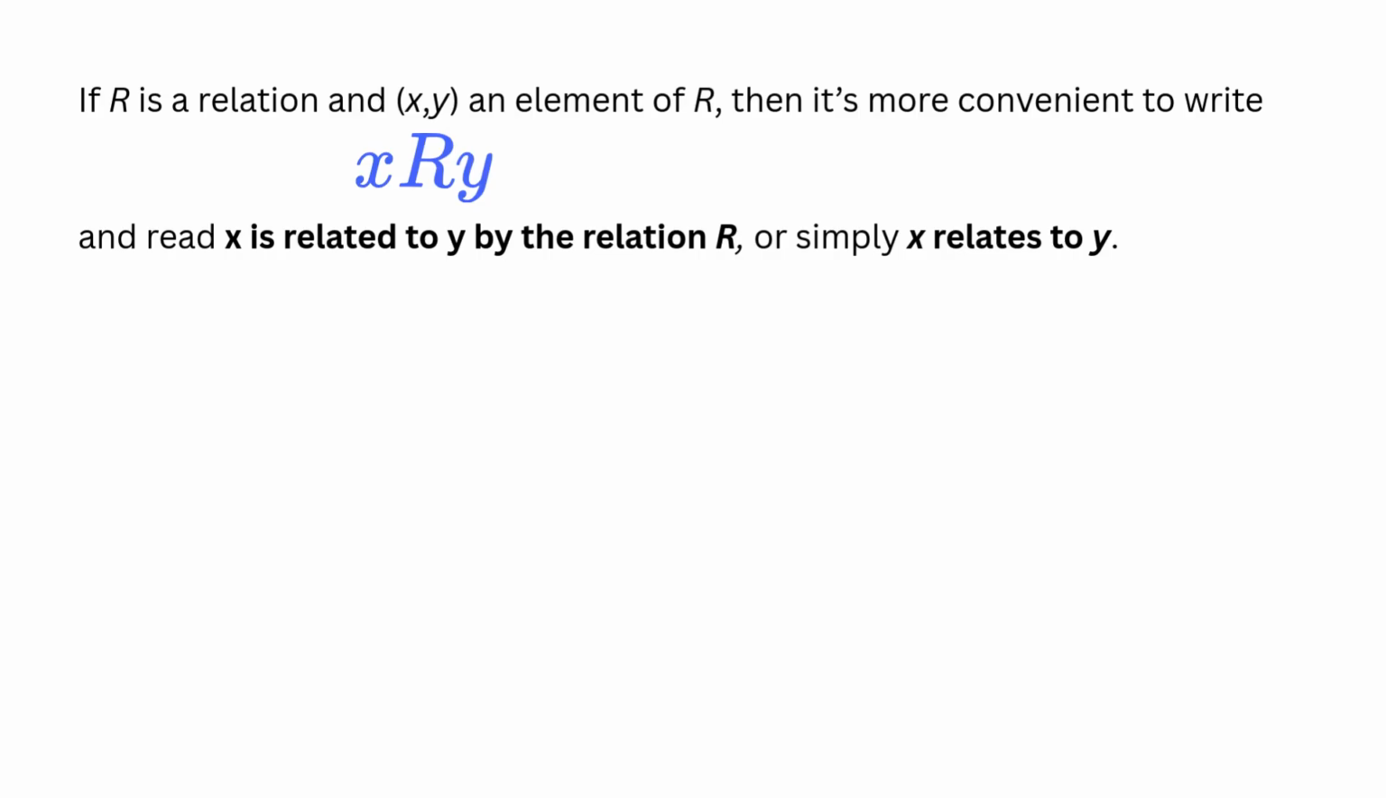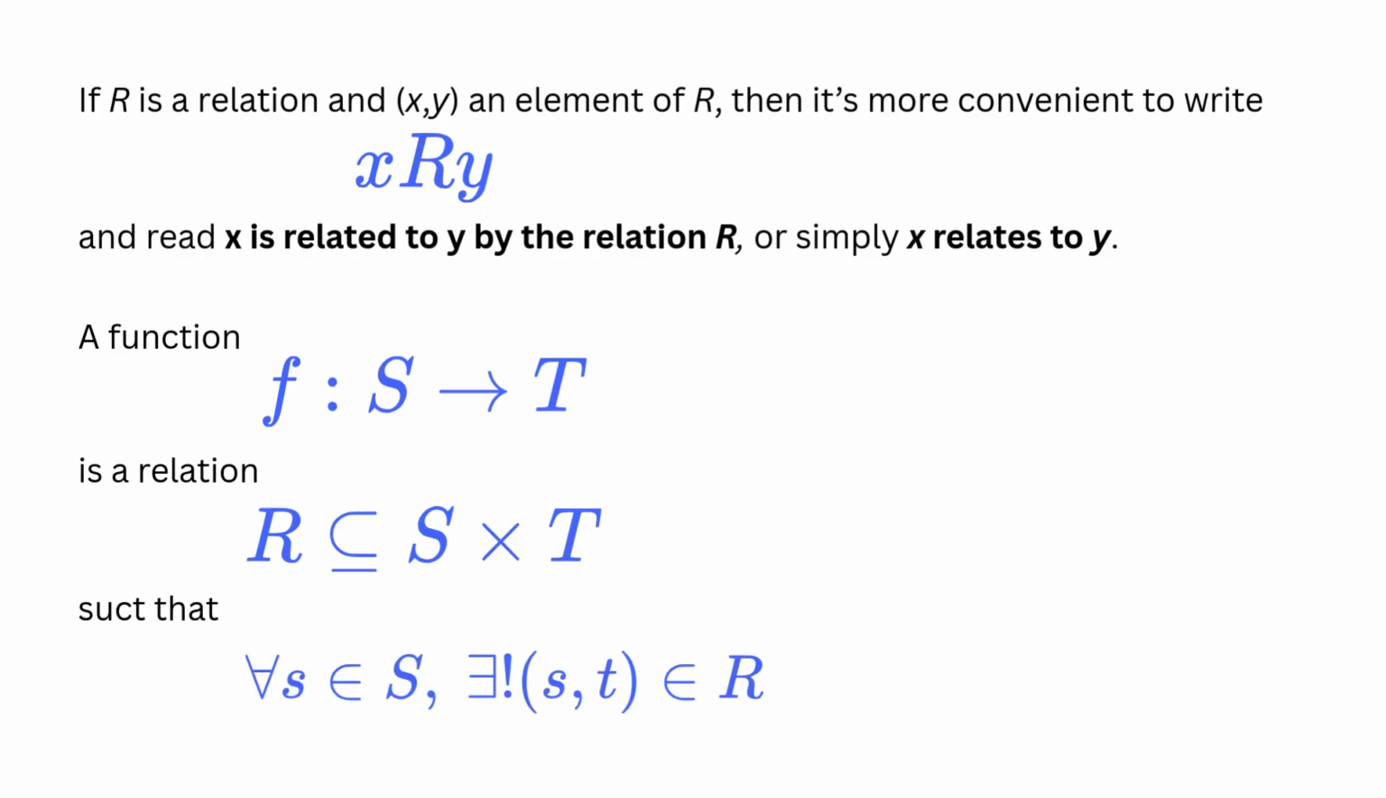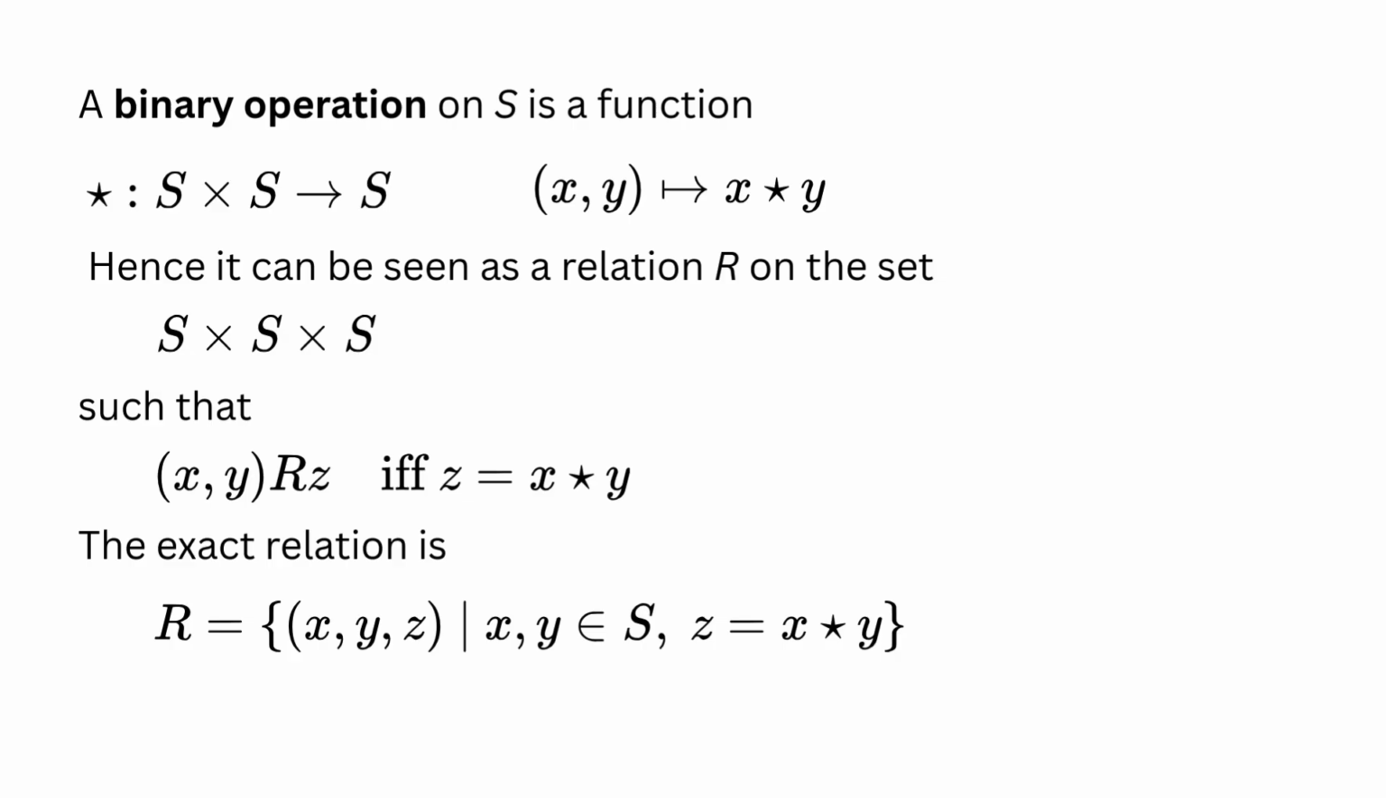For example, a function from the set S to the set T is a relation such that each element of S is related to exactly one element of T. Recall that a binary operation on a set S is a function from the Cartesian product S times S to S. Hence, it can be seen as a relation, a subset of the triple Cartesian product S times S times S, such that all pairs of elements (x, y) are mapped to exactly one element of S.